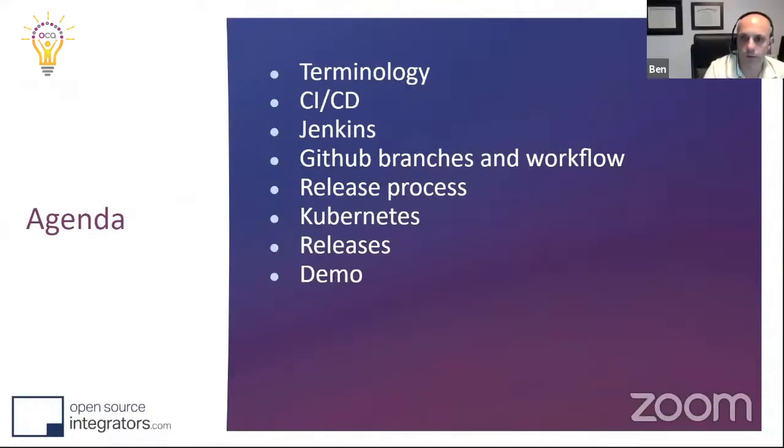Okay, so what are we going to talk about today? First, I want to go through some terminology that we're going to be throwing around in the presentation, just a high level of things to expect for some words we might be using. We'll talk about CI/CD, the Jenkins process and how we use Jenkins specifically in our Kubernetes deployments. The branch and workflow that we follow within GitHub, the release process that we follow for a Kubernetes deployment. We'll talk about Kubernetes a little bit. This is not a Kubernetes discussion, but we're going to show how we implement Kubernetes into this process, how we go about releases, and then finally, Jevin's going to walk through a very quick demo of the CI/CD process.